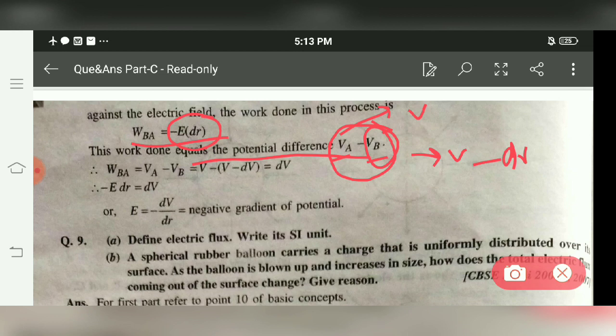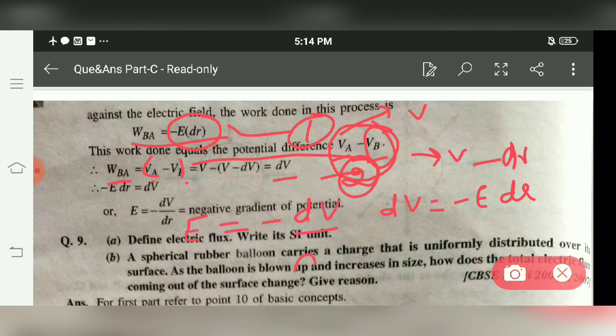So this is also the formula of work done. The charge is unit positive, so its magnitude is 1, so only VA minus VB is left here, that is equal to dV. By comparing equation 1 and 2, we get dV is equal to minus E dr. So from here we get E is equal to minus dV by dr. This term is called the negative gradient of potential.